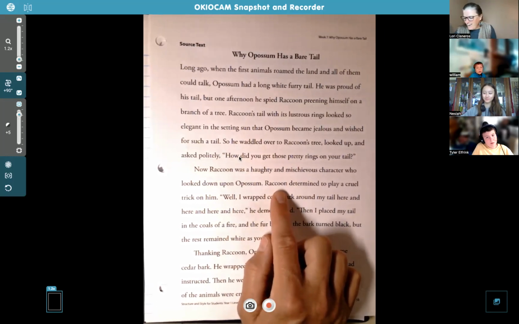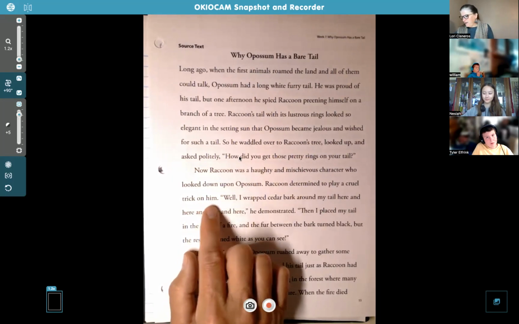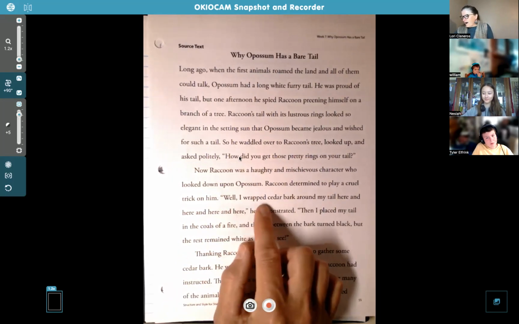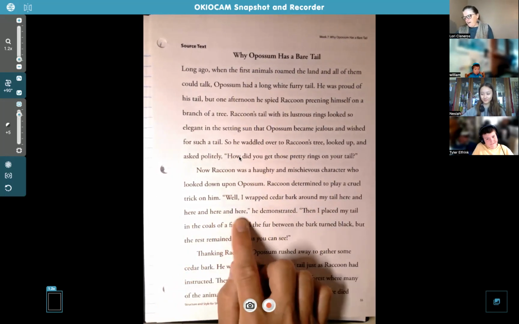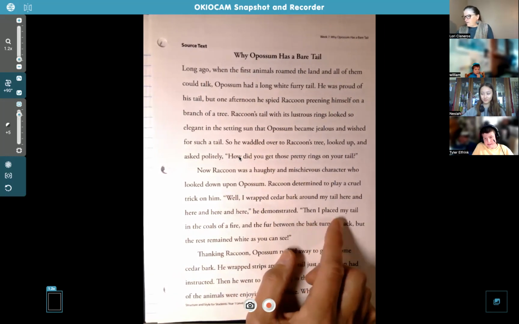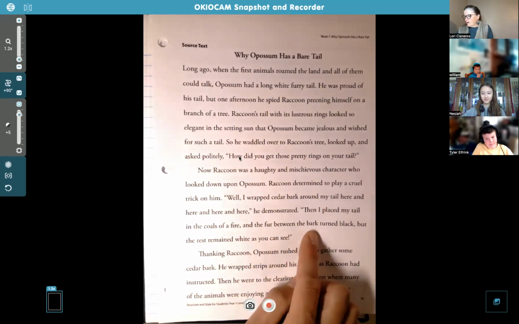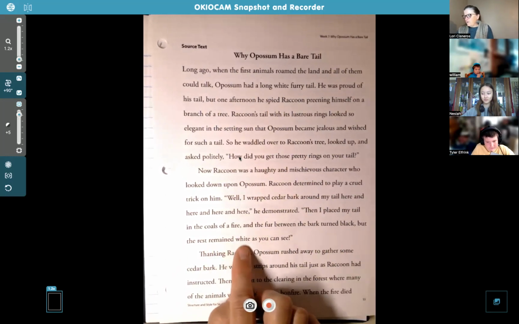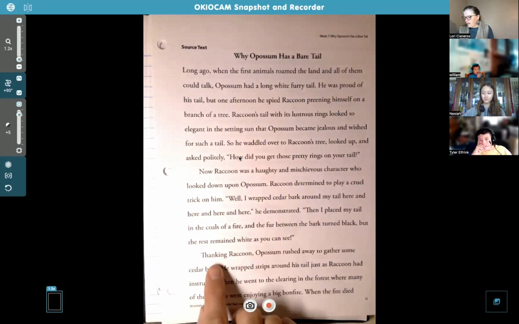Raccoon, determined to play a cruel trick on him. "Well, I wrapped cedar bark around my tail here and here and here and here," he demonstrated. "Then I placed my tail in the coals of a fire, and the fur between the bark turned black, but the rest remained white, as you can see."